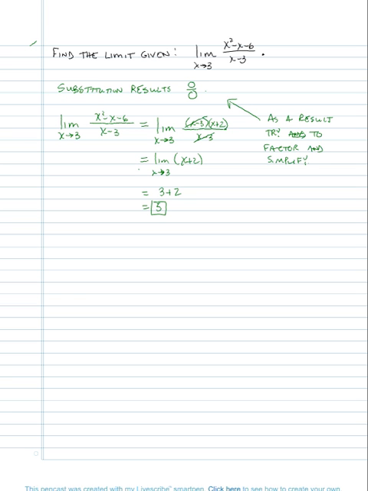Let's look at another example where this technique comes into play. We're asked to find the limit as x approaches negative 3 of the fraction x plus 3 divided by x squared minus 9.